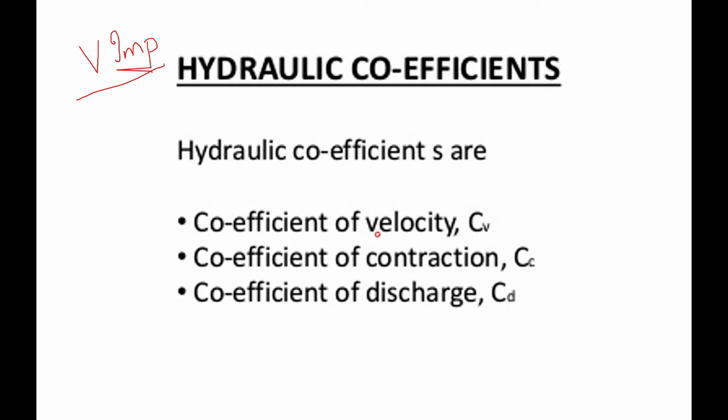There are three types of hydraulic coefficients: coefficient of velocity, CV, coefficient of contraction, CC, and coefficient of discharge. These three hydraulic coefficients we generally consider in the case of flow through tanks. Let us define them one by one: coefficient of velocity, coefficient of contraction, and coefficient of discharge. Let us first define the coefficient of velocity.